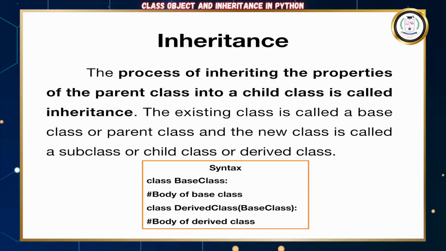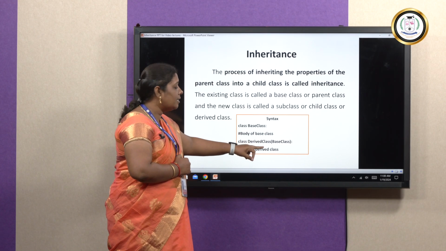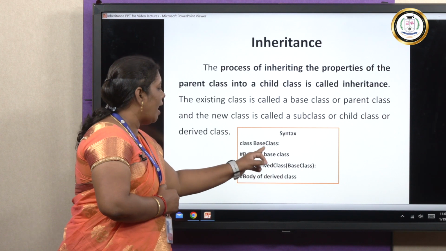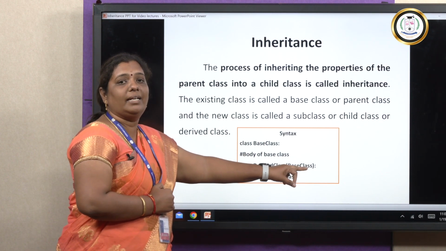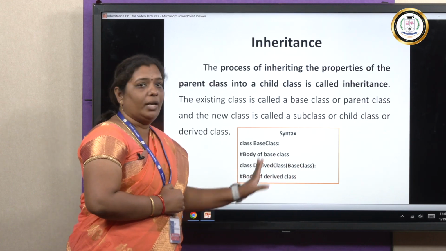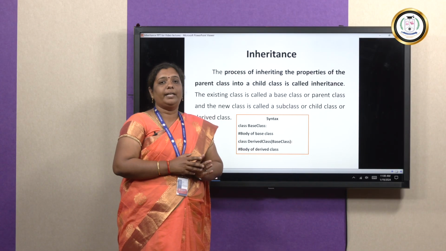So class, base class which means parent class, and statements of the base class. Next one, class, derived class which means child class, and inside the child class we have to inherit the base class which means the parent class. We have to mention the parent class name here and end with a colon. Next, body of the derived class. So this is the syntax for creating the inheritance.